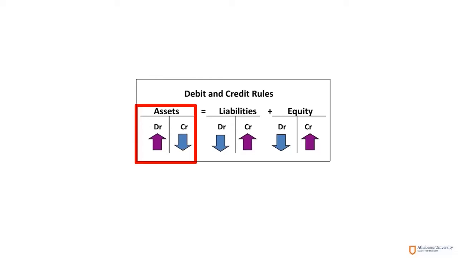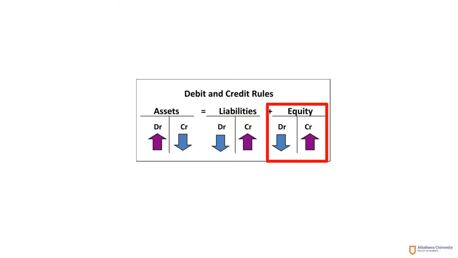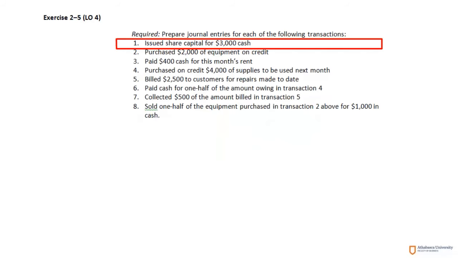Increases in assets are recorded as debits, while decreases are credits. Moving to the other side of the accounting equation, debits and credits are the exact opposite to assets, where decreases in liabilities are recorded as debits and increases as credits. The same is true for equity, where decreases in equity are recorded as debits and increases as credits. It should make sense that the debit and credit rules are the same for both liability and equity accounts because they are on the same side of the accounting equation.